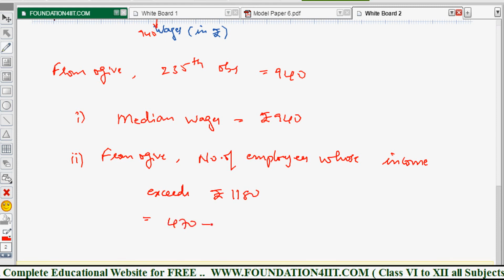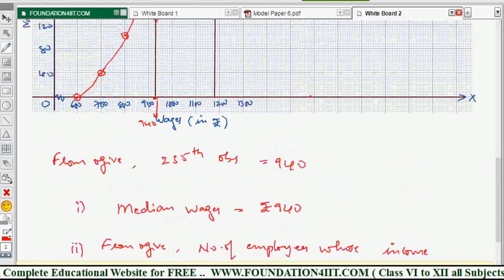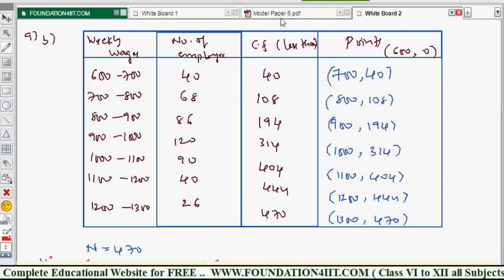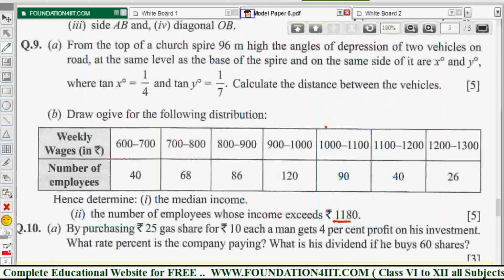Total is 470 minus 440. If you subtract, that is 30. The number of employees is only 30 members whose income is more than 1180. It is touching at 440, right? This total is 470. From that you can subtract. Okay, the graph should be done carefully, and from the table only you can make the graph. Okay, this is about this question.